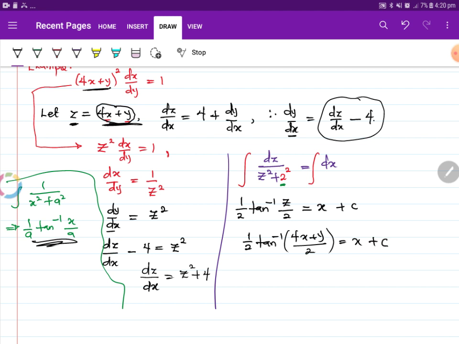Okay, I can multiply through by 2. If I multiply through by 2, then I have the arctan of 4x plus y over 2 is equal to 2x plus my constant c. Final answer. Okay, so that's what we call reducible to variable separable. Thank you.